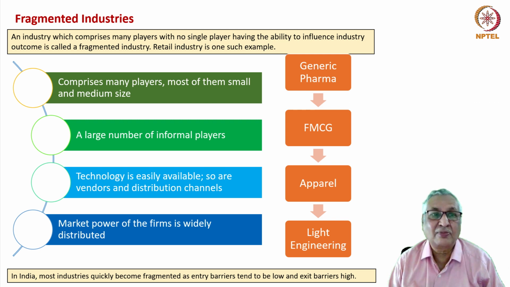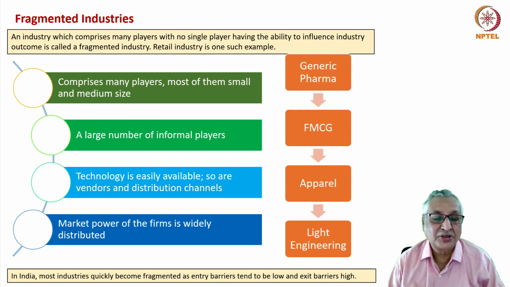Technology is easily available in a fragmented industry. So are vendors and distribution channels. Market power of the firms is widely distributed. Some examples of the fragmented industries are generic pharmaceutical industry, even domestic Indian pharmaceutical industry, FMCG, fast moving consumer goods, apparel, light engineering, and several other ancillary items to the mainstream industries.